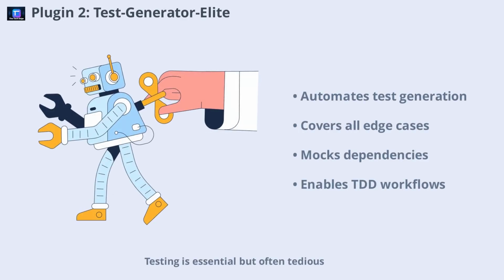Testing is essential, but often tedious. Test Generator Elite automates the creation of comprehensive unit, integration, and end-to-end tests. In just 60 seconds, it generates tests covering happy paths, edge cases, and error handling, complete with mocks for external dependencies. This replaces what used to be a 90-minute manual process. You can even use TDD mode to generate tests before you start coding, ensuring robust coverage from the start.